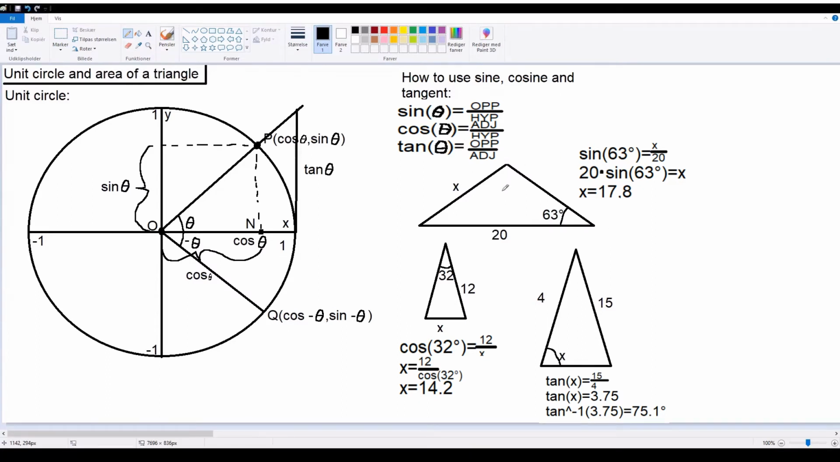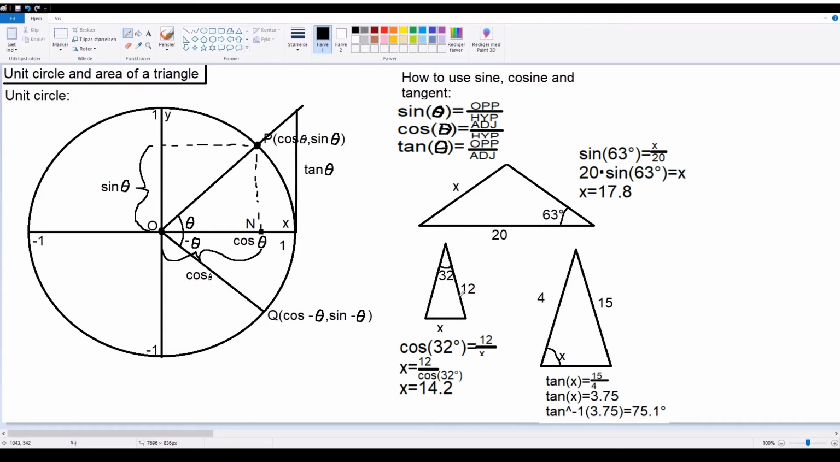So for some examples, we have this triangle where we want to find out what the length of side x is. We have this angle here, and we have this side, which is the hypotenuse. And to find out what the opposite side is, we simply put all the values into the formula. So sine of 63 degrees equals x divided by 20, because x is the opposite side and 20 is the hypotenuse. Then we isolate x, and we just calculate and get the result 17.8, which should be the length of x here.